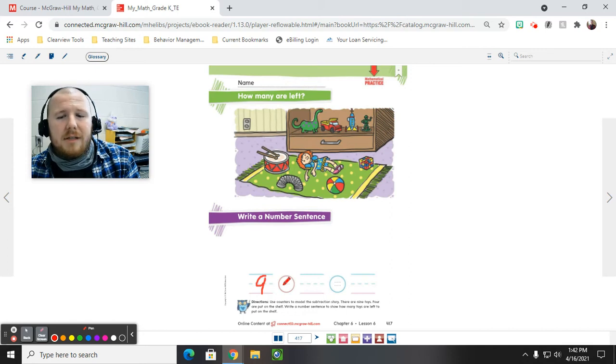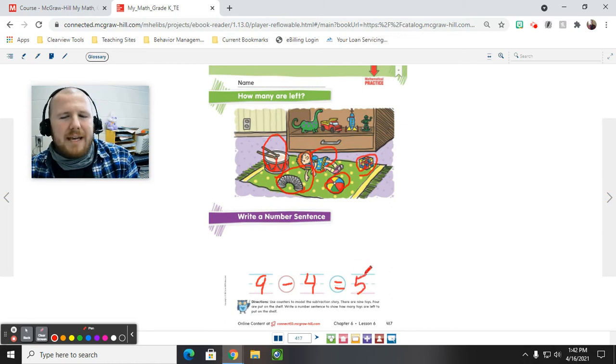And then it looks like some of them are put back on the shelf. They're probably playing with all the toys, and then they decide, I'm going to clean some up. So 1, 2, 3, 4 on the shelf. I need to write a number 4 down here. The question is, how many toys are left out? 1, 2, 3, 4, 5. Okay, I'm going to write a 5 here.